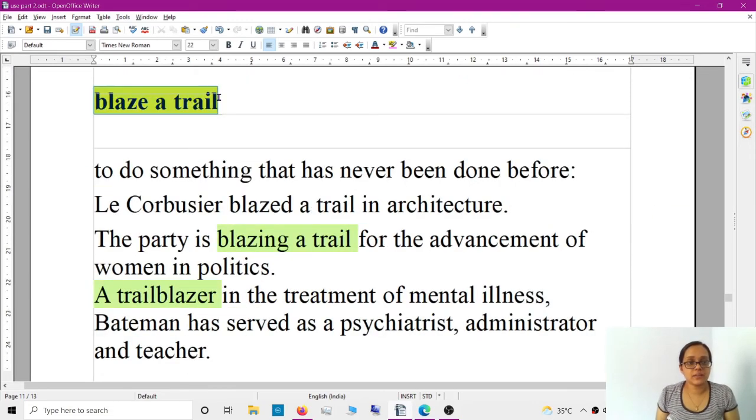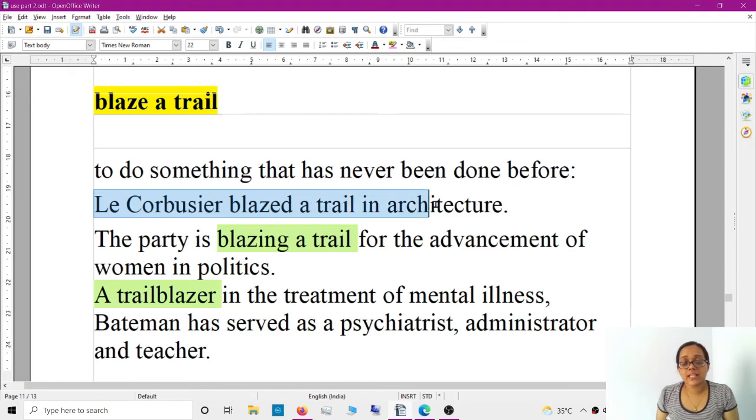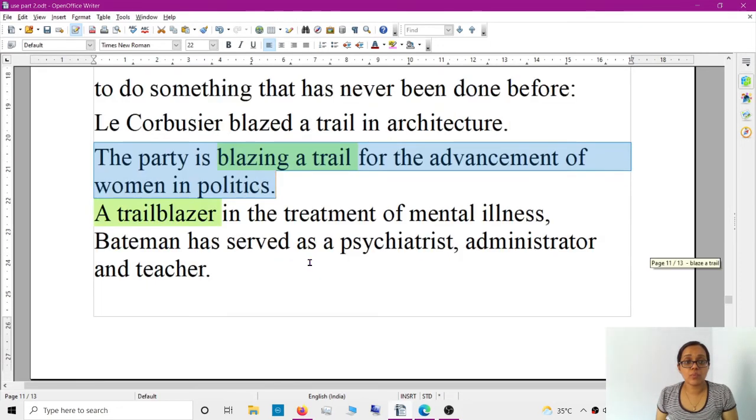Blaze a trail. Blaze a trail means to do something that has never been done before. That is known as blaze a trail. So Mr. X blazed a trail in architecture, which means he hadn't done it before. This party is blazing a trail for the advances of women in politics.